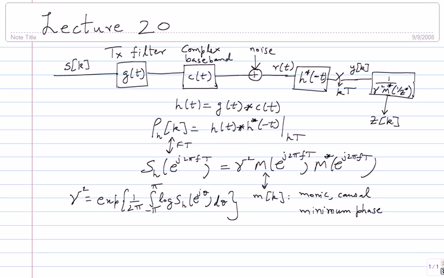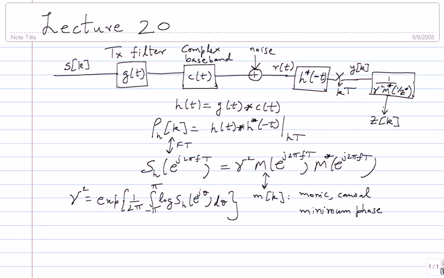Okay, so we saw that this entire operation, filtering by h star of minus t, sampling, and then filtering with 1 by gamma square M star of 1 by z star, was nothing but doing an orthonormal projection on the signal space corresponding to the signal received at r of t. The signal component r of t defines the signal space. On that signal space, if you do an orthonormal projection, you would be doing the exact same thing.